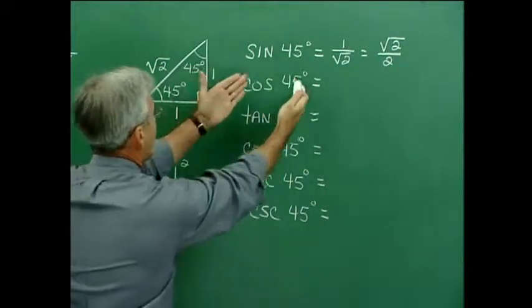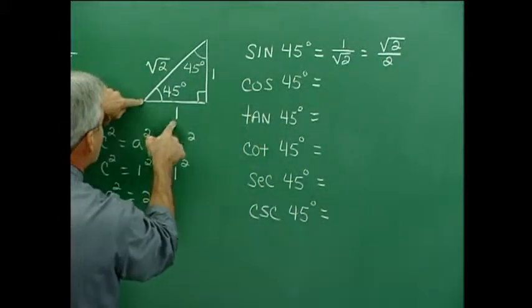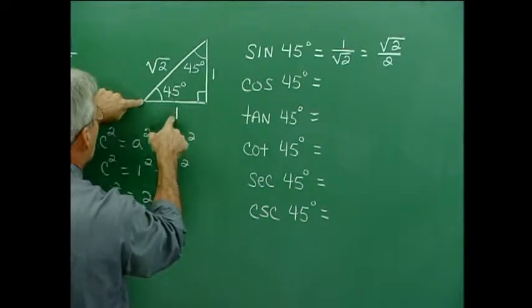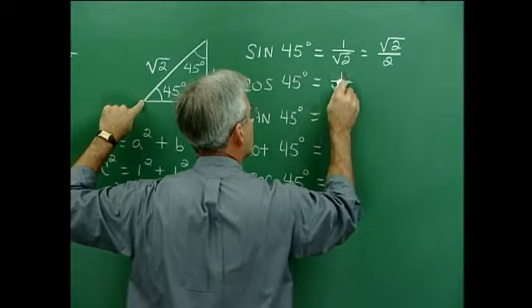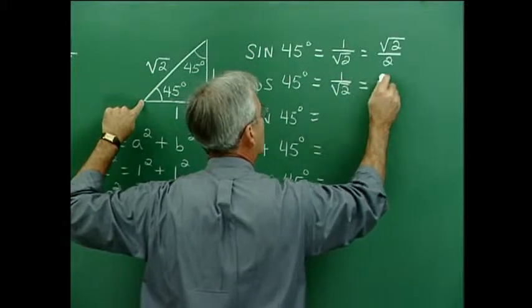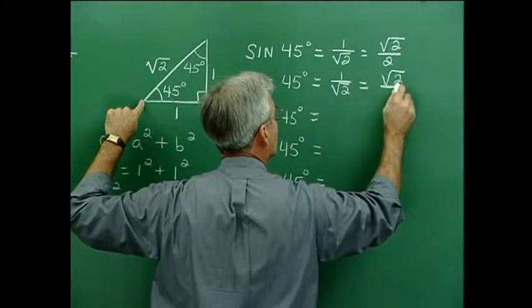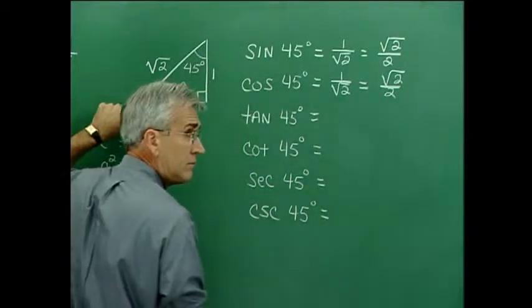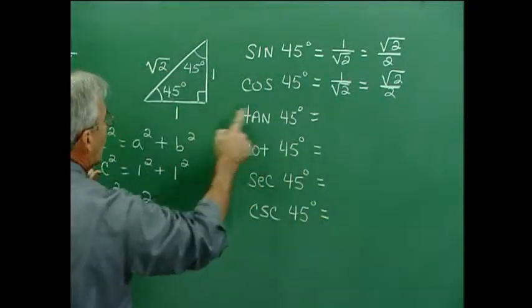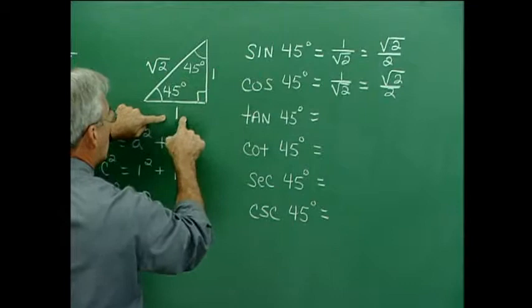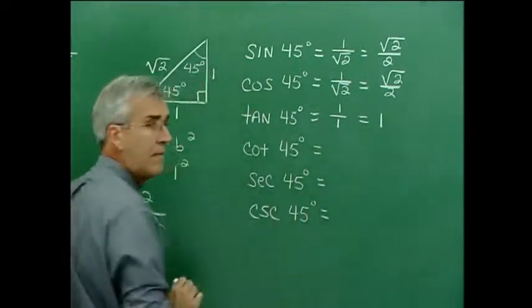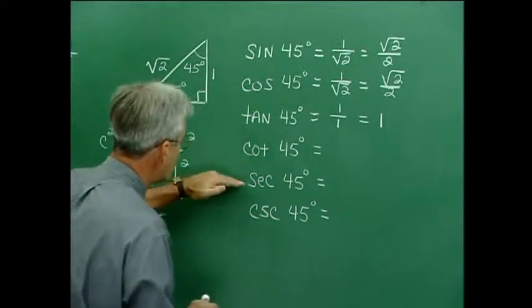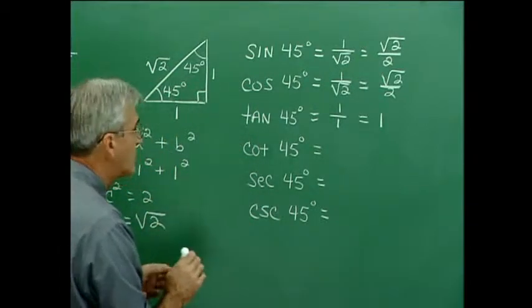All right, the cosine of 45 degrees, well, let's see, it's adjacent over hypotenuse, so it would be 1 over the square root of 2 as well. So 1 over the square root of 2. And it too rationalizes to the square root of 2 over 2. And then tangent 45 degrees is 1 over 1, which is simply 1.